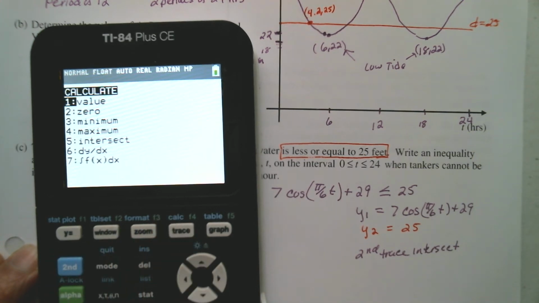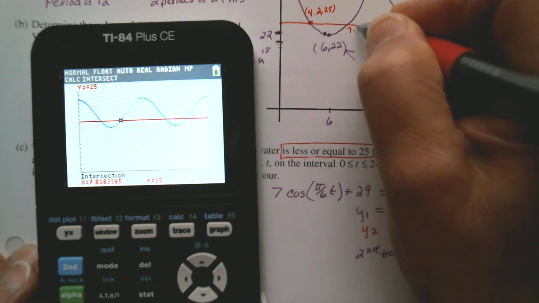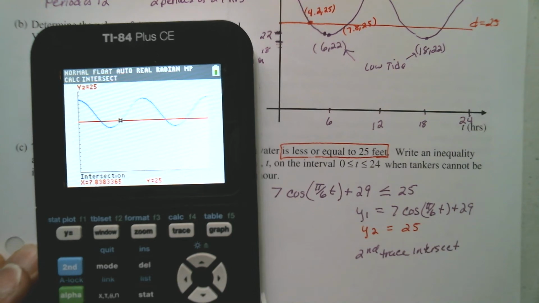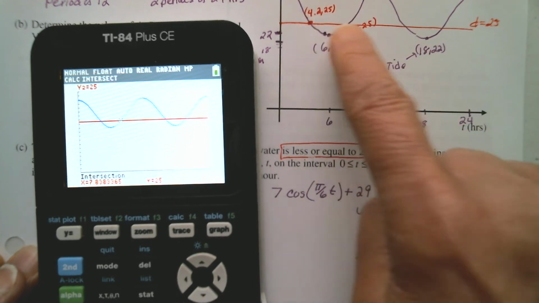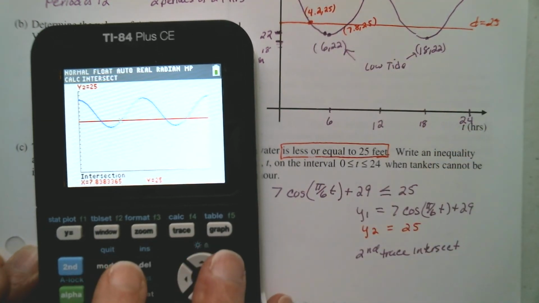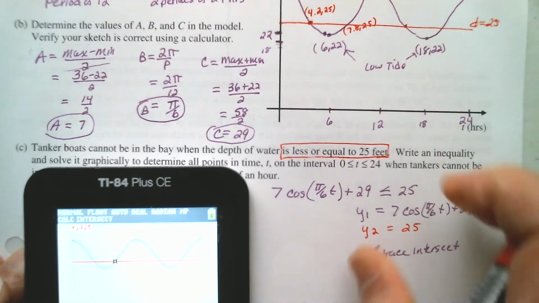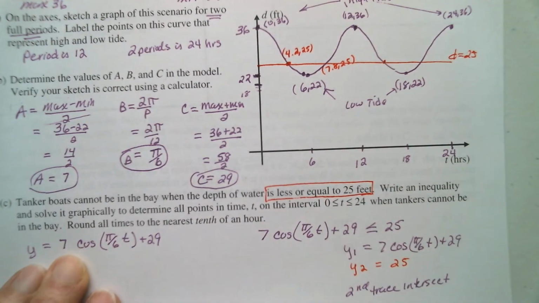Second trace, number 5 again. First curve enter, second curve enter. For the guess, move it closer to the other point that we want. And this is 7.8 comma 25. And they are 12 hours apart, so you can just add 12 to the 4.2 and the 7.8. But I should put that on, at least on the graph here, the other 2 points of intersection. So adding 12 to the 4.2 is 16.2.